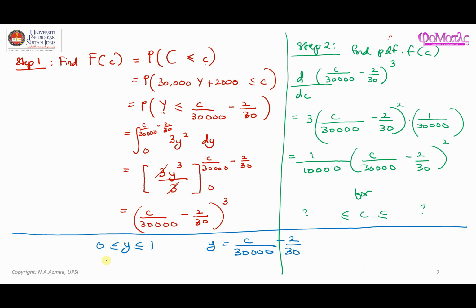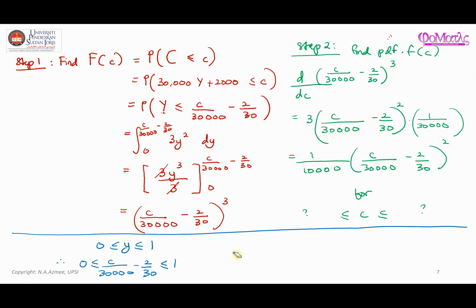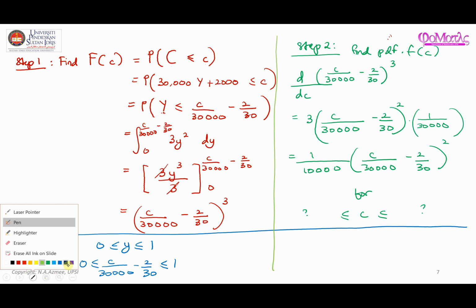Therefore I can write down here, 0 is less than or equal to, replacing y with C over 30,000 minus 2 over 30, less than or equal to 1. However, we don't want something that looks complex like this. We just want what is C. We want to know what is C. So what we have to do next is consider this part here first.